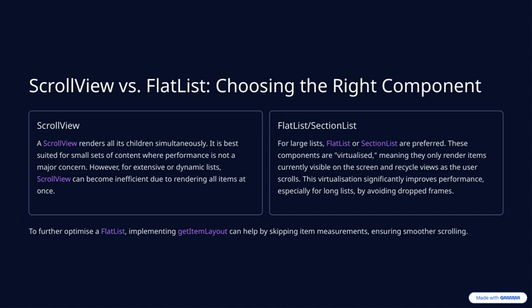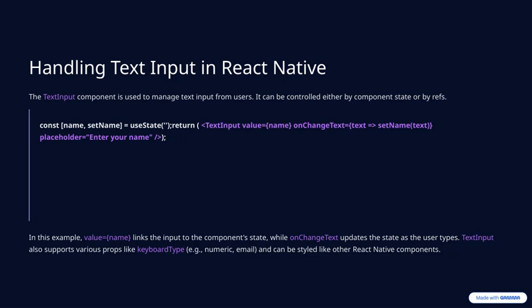always our goal. Handling text input in React Native is a fundamental part of building interactive apps. The core component we use is TextInput, which allows users to enter text. One key point is that TextInput can be controlled in two main ways, either through the component's state or by using refs. In this example, we're using state management with the useState hook.